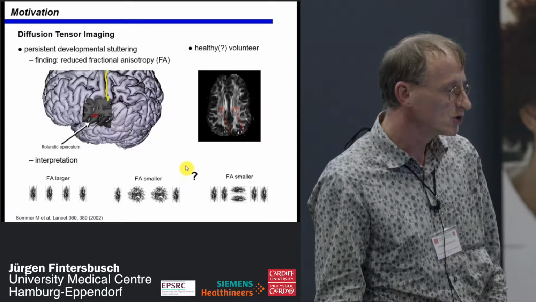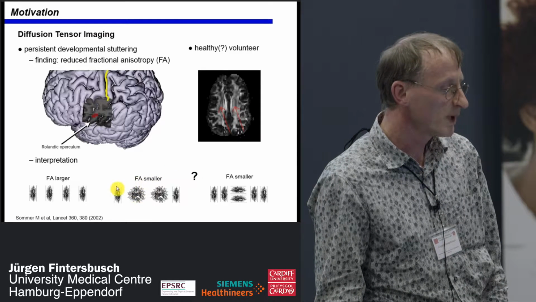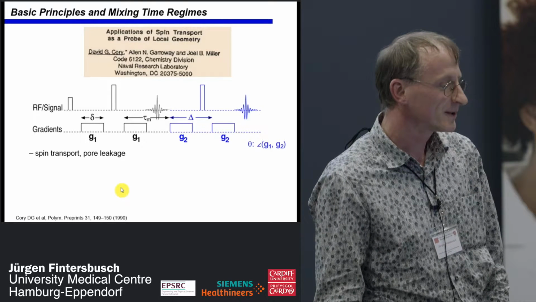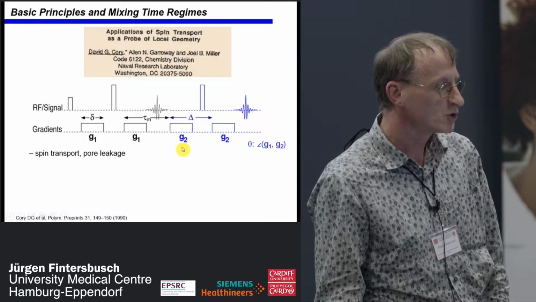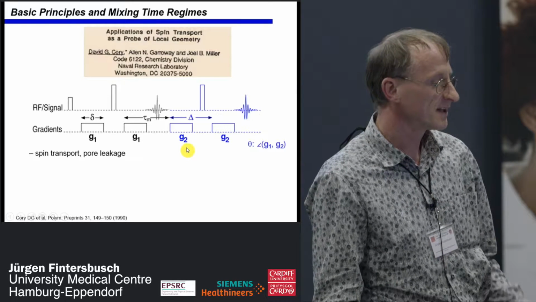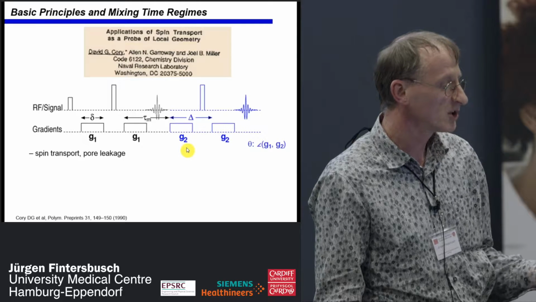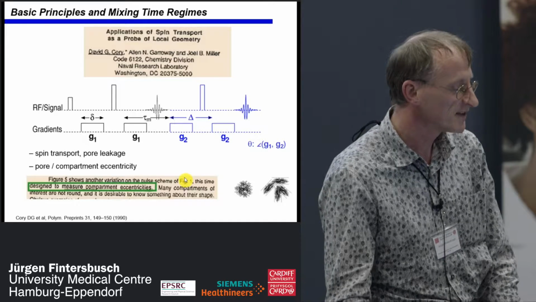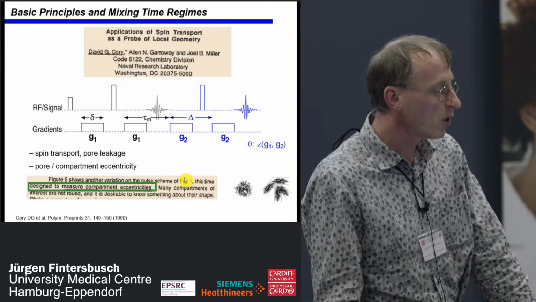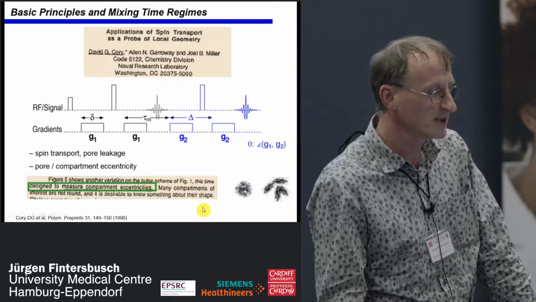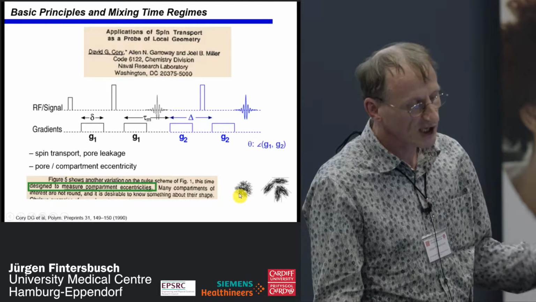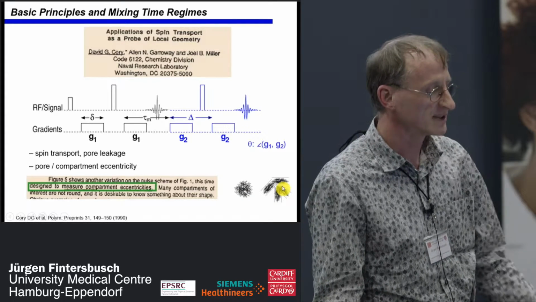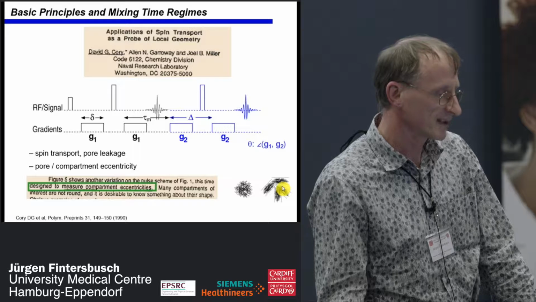Looking for a solution to this problem, we stumbled across two papers. One is the paper of Cory, which I mentioned before. They proposed a double diffusion encoding experiment to investigate spin transport processes, and in particular pore leakage. But in their paper, they also noted that this method could be used to measure the pore or compartment eccentricity, that means to distinguish spherical cells or pore compartments from eccentric or elongated cells or pore compartments. And this was exactly the problem we were facing.